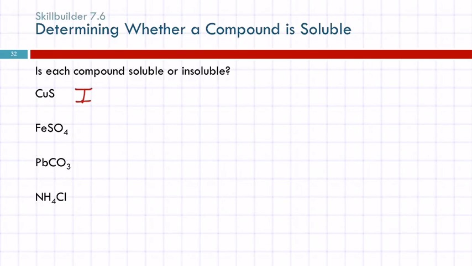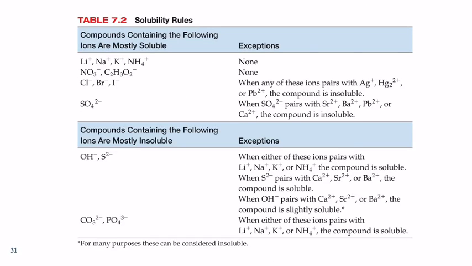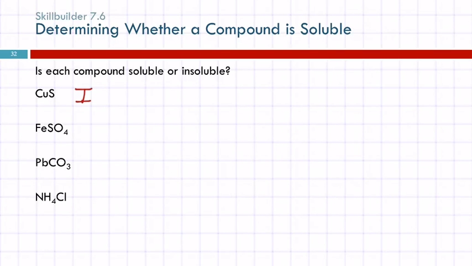FeSO4. We look at the table. There's nothing. Oh, sulfate. Sulfate's usually soluble, except with these guys. Iron's not one of the exceptions. So what does that tell us about iron 2 sulfate? This is going to be soluble.